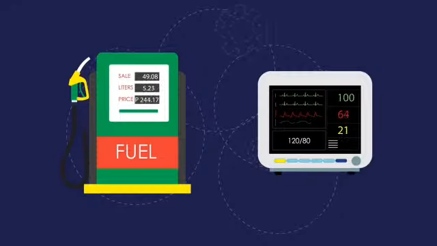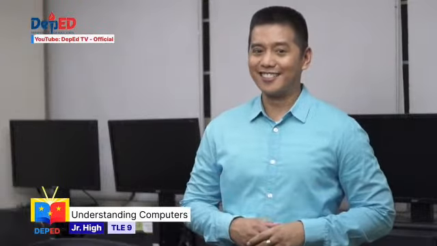These machines precisely monitor and measure a patient's blood pressure, temperature, heart and respiratory rate, and many others, converted into digital form. Students, now that we have discussed the three different types of computers based on the principles of operations, let's have a quick review. Can you help me identify whether the photos you will see on the screen is an analog, digital, or a hybrid type of computer? Are you ready? Let's begin.